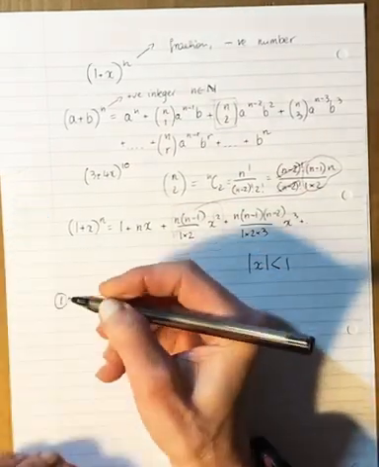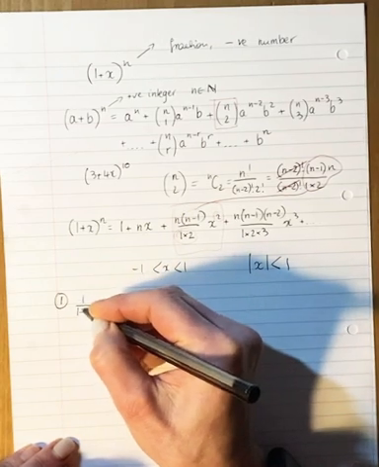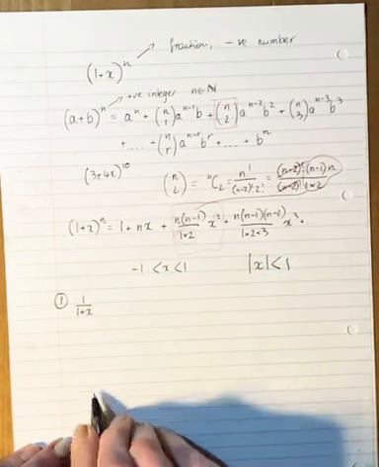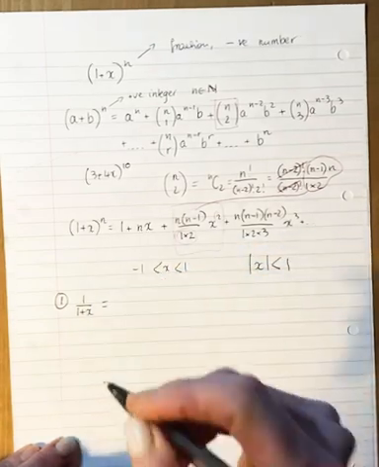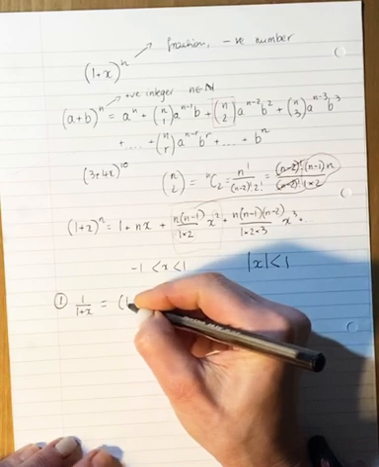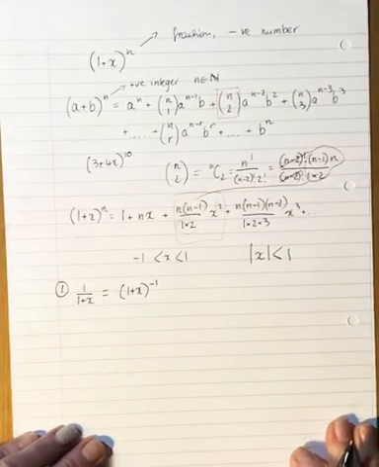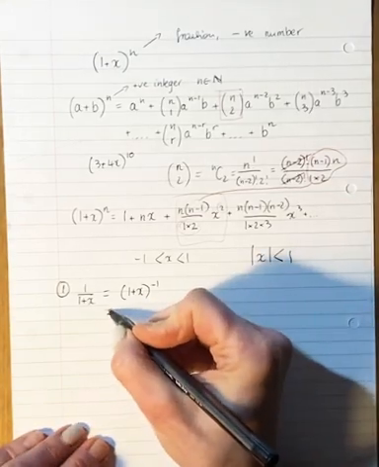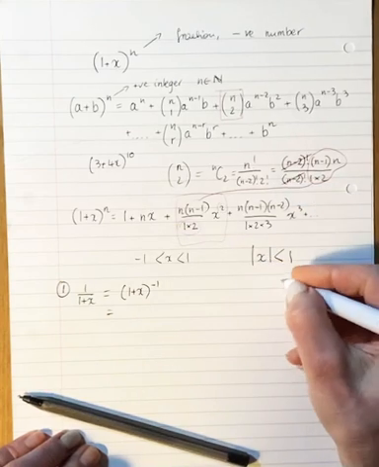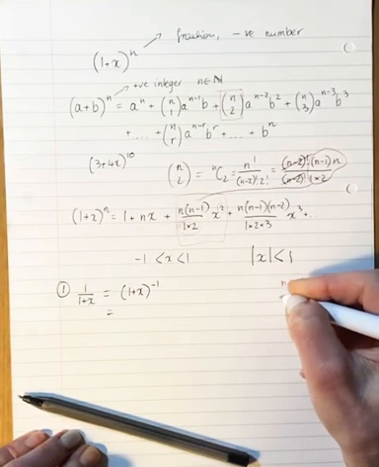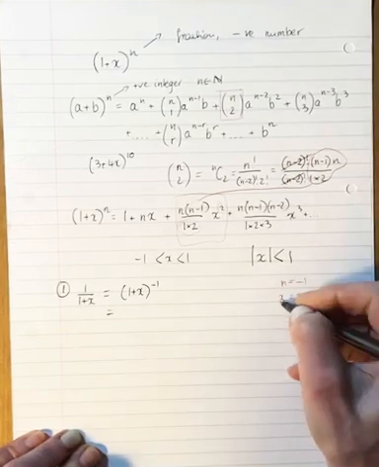Example 1. We have to find the first 4 terms of the following expansion. So it's 1 over 1 plus x. So I see, well, where is that negative power? Well, if you bring it to the top, you get 1 plus x to the power of minus 1. So here is the negative power. So let's just substitute the value of n as minus 1, and x is just x, into our expansion.